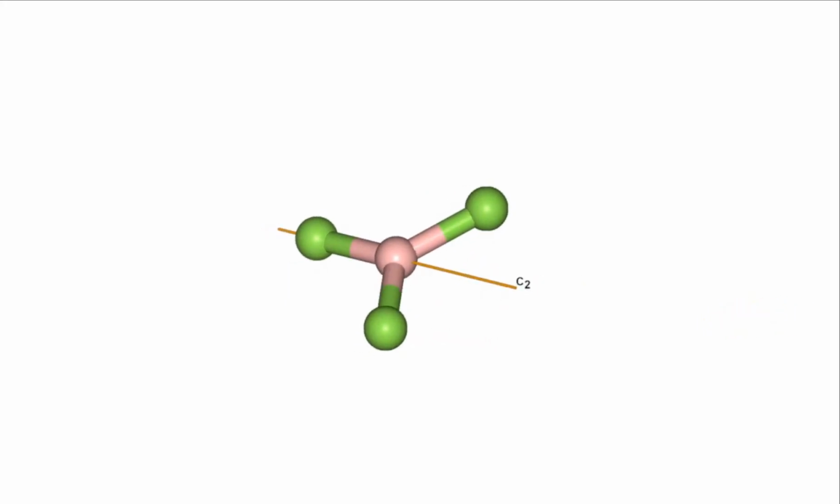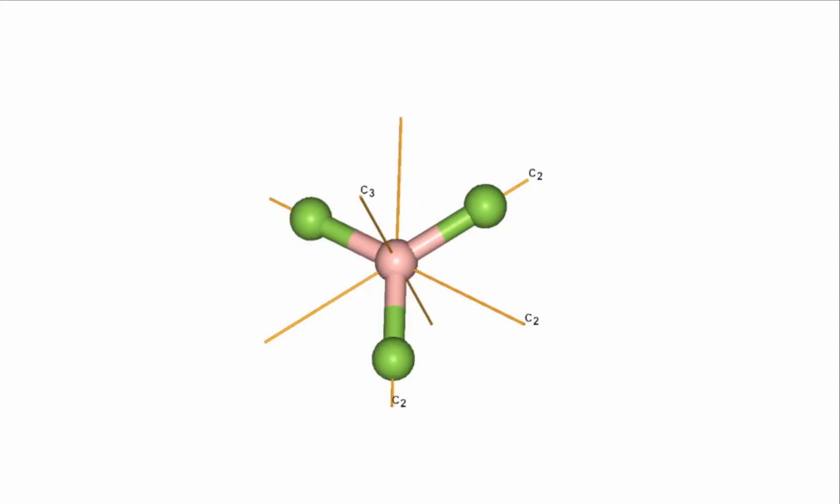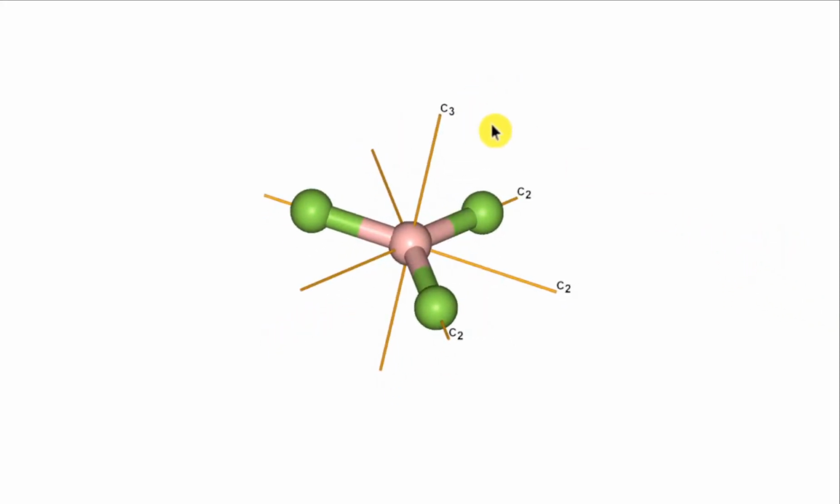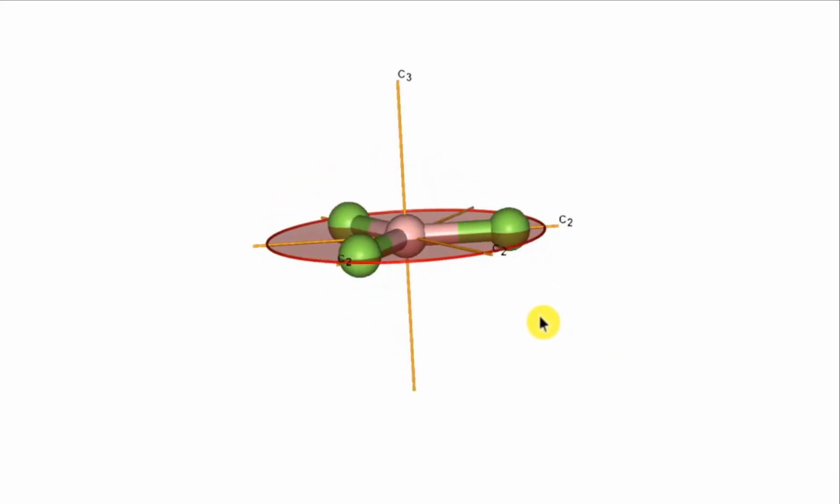Now, apart from this C3 axis, there are other axes that are present in this molecule. One of these axes is a C2 axis along one boron-fluorine bond. Now we have another C2 axis passing through the other boron-fluorine bond, and there is another C2 axis passing through the remaining boron-fluorine bond. So we have 3 C2 axes that are perpendicular to this C3 axis, right? All the C2 axes are perpendicular to the C3 axis. So you can see here the C3 axis, which is perpendicular to all the other C2 axes.